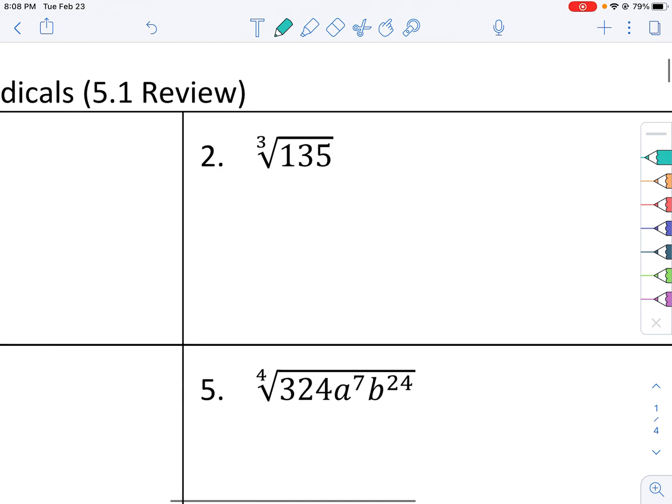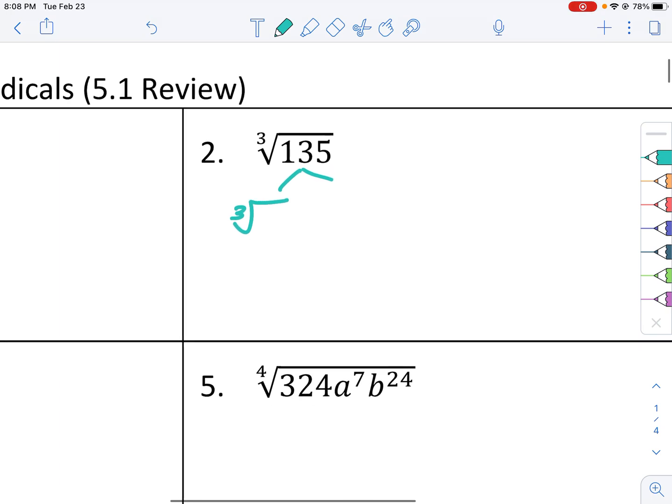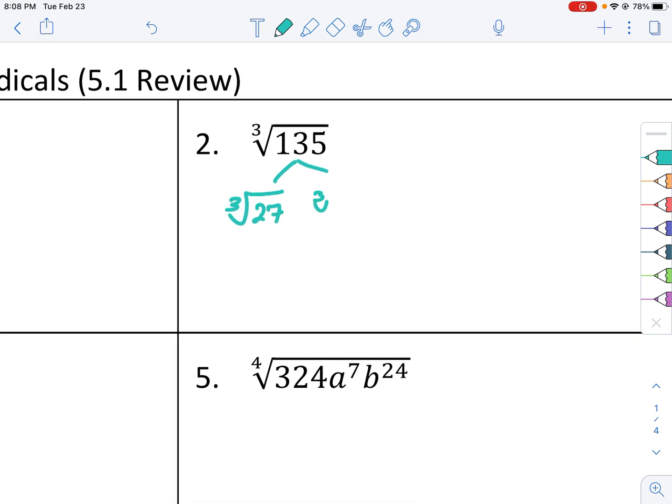For number 2, because it's a cube root, now we're looking for perfect cubes. So the perfect cube that comes out of 135, calculator. 135 is definitely divisible by 5, but definitely not 125. So 135, if we divide it by 5, let's see what we get. Ooh, 27. So 27 cube root of 5. So that's going to be 3. So that's 3 cube root of 5.